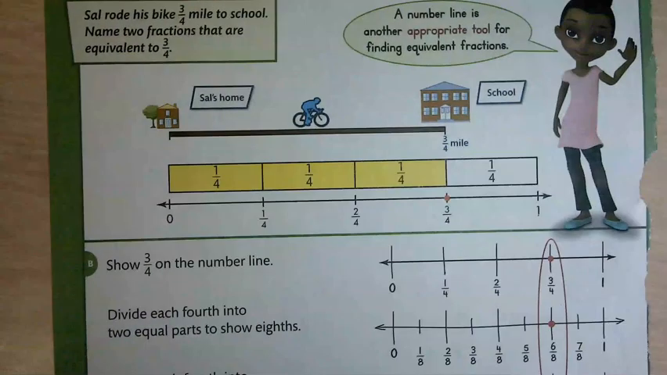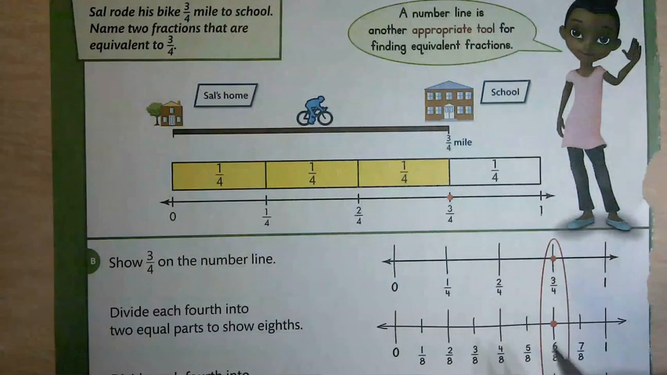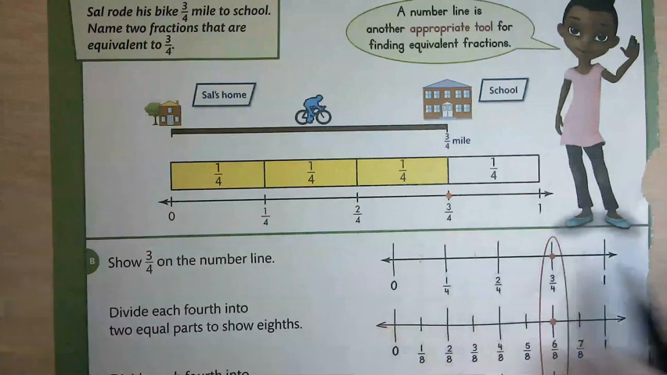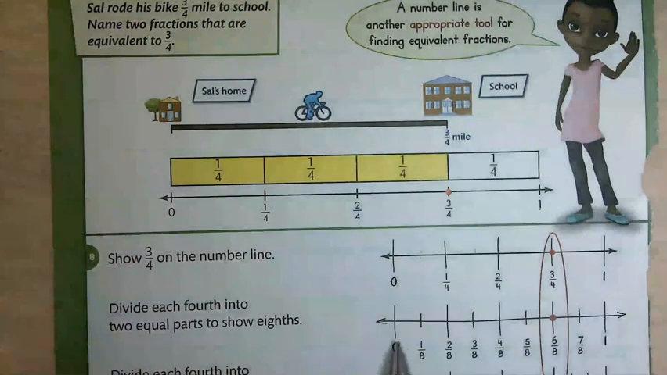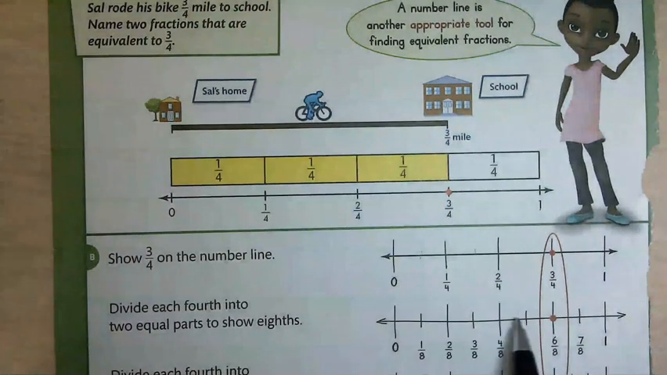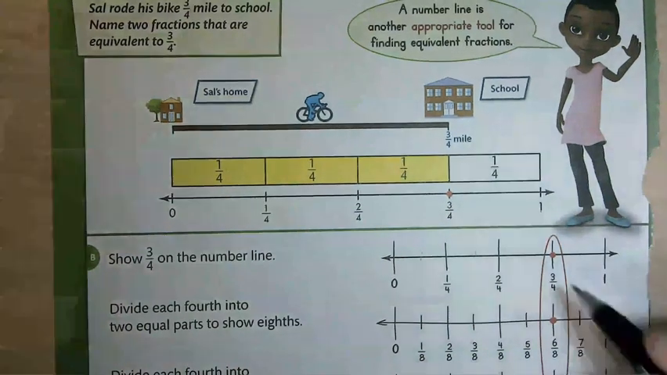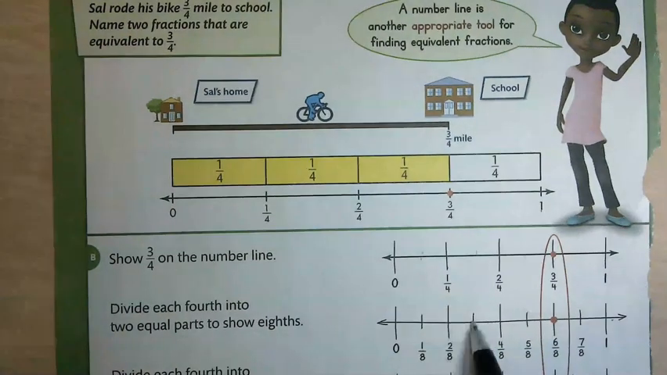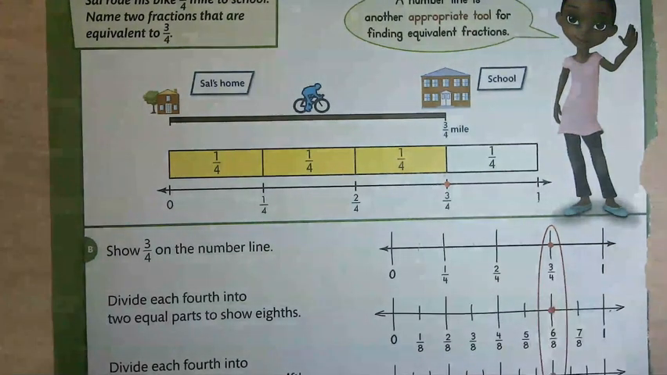Let's divide each of our fourths into equal parts. In between each of these, all they did was put a line in between all of them. How many does it now take to get to one whole? If we did that, there'd be 1, 2, 3, 4, 5, 6, 7, 8 to get all the way there. And if we put our dot in the same spot, how many is that? It's 1, 2, 3, 4, 5, 6. So 6/8 is equivalent to 3/4.